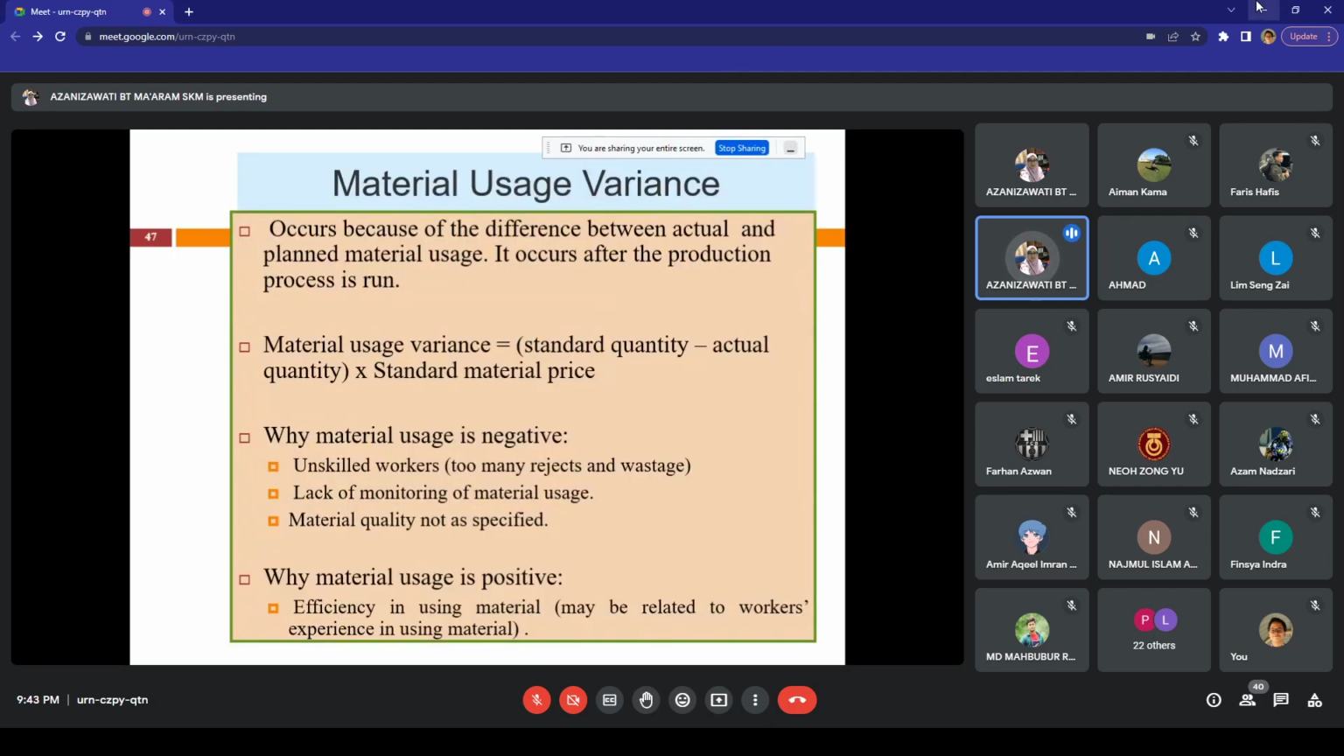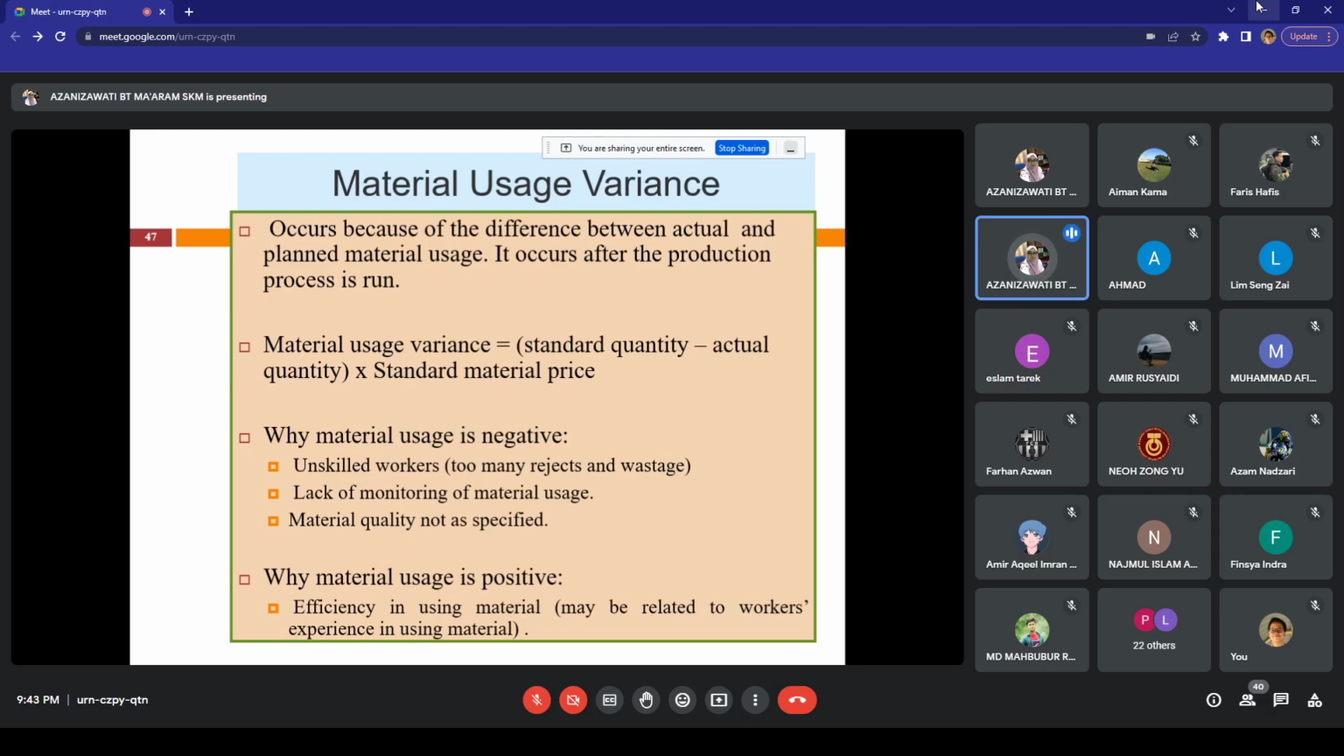And this is the material usage variance. It occurs because of the difference between actual and planned material usage. It occurs after the production process is run. So material usage variance is the standard quantity minus the actual quantity, multiplied by the standard material price.